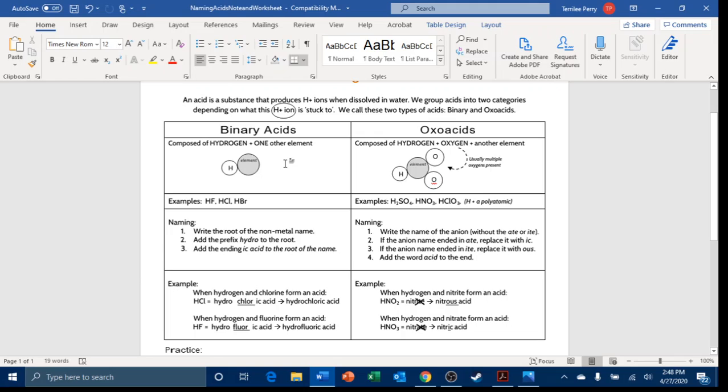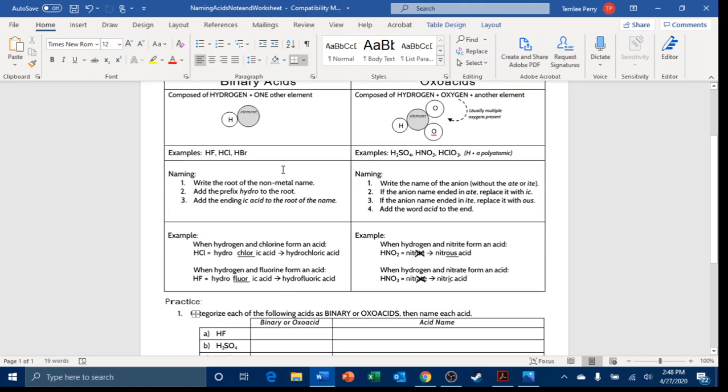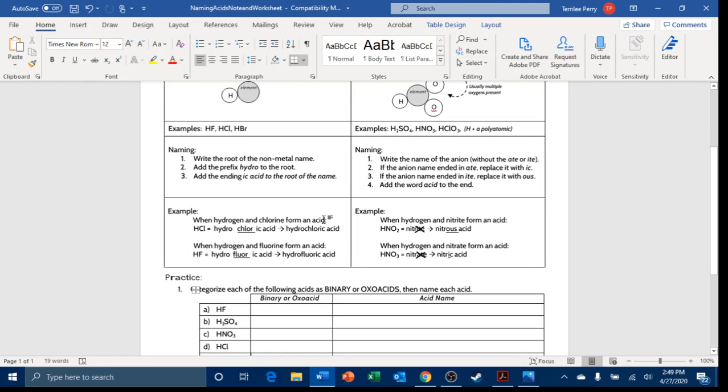A binary acid has hydrogen and one other element. Okay, and here's some examples right here. And we're going to look at exactly how you're going to name those. So let's do one at a time. With a binary acid, you're going to write the root of the nonmetal, add the prefix hydro, and the ending is ic acid. Okay, so let's go through the examples.